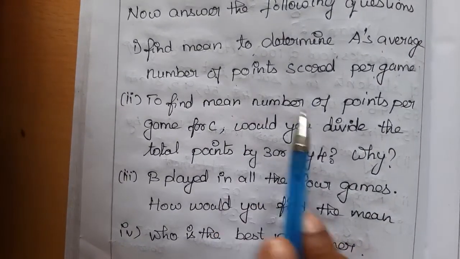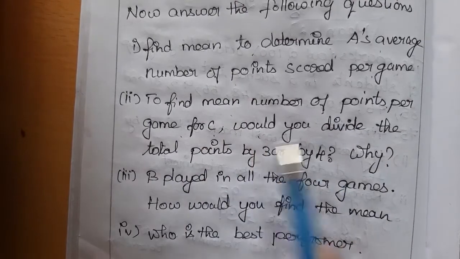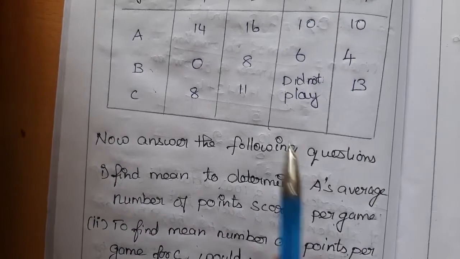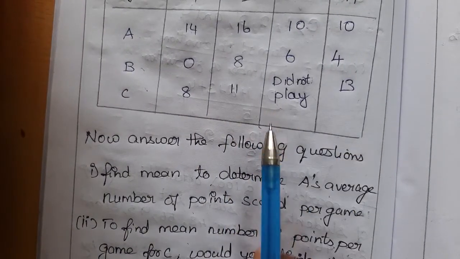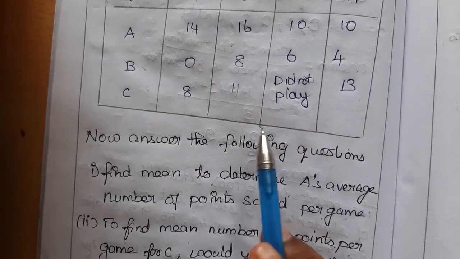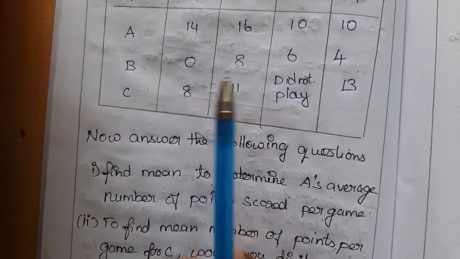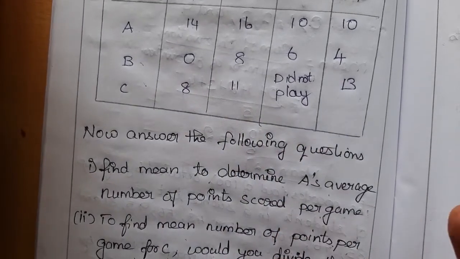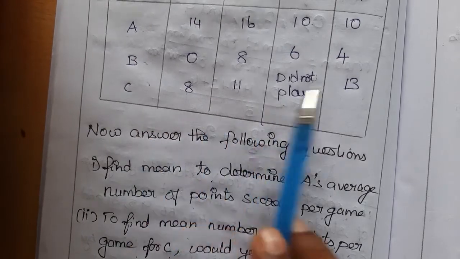To find mean number of points per game for C, would you divide the total points by 3 or by 4? So to find the mean of C, they are asking would you divide it by 3 or 4. So for finding the mean, we will divide by number of observations. That means number of games played by the player C. So how many games are played by the player C? 1, 2, 3. So 3 only. Why are we not choosing 4? Because the player C played only 3 games.